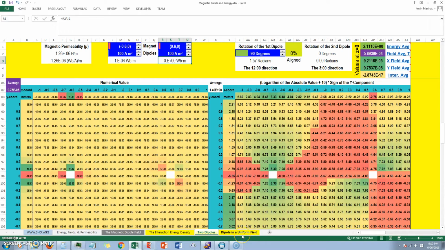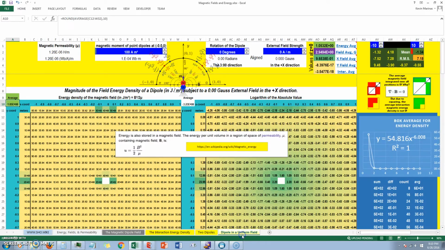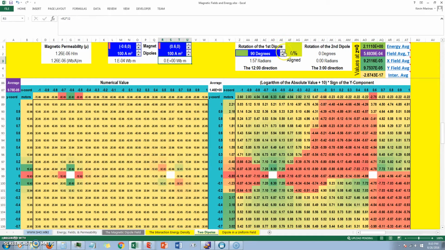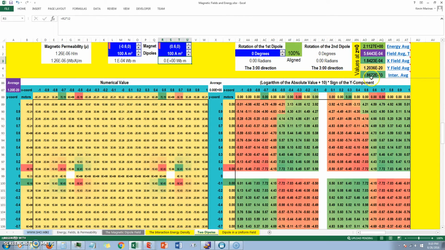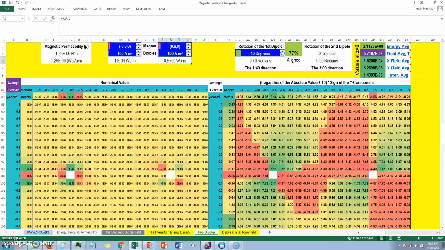Okay, so now for the last one. But first, let's just go ahead and check this out. Okay, it's a negative interaction energy density. Yeah, I did go through this. Positive. So, one more thing. Here it says positive 1.8672 e to the minus 3, and that is in joules per meter cubed.